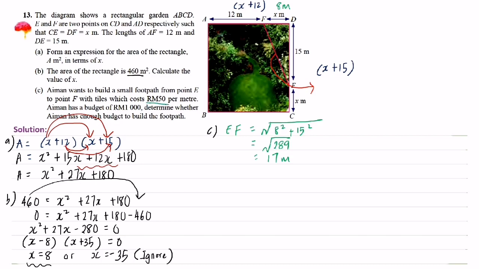The cost is RM 50 per meter. Now how many meter? 17 meter. So cost is 17 times 50 equals RM 850 ringgit. So enough or not? Yes, enough.